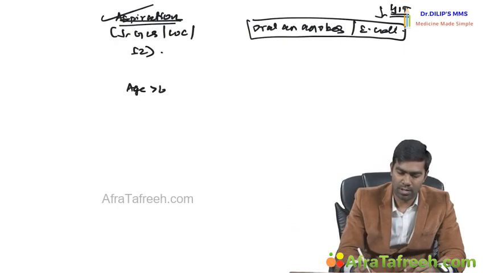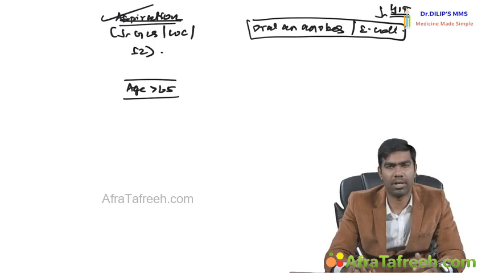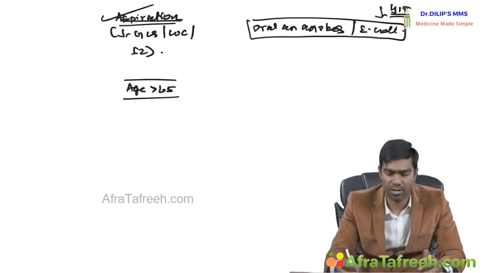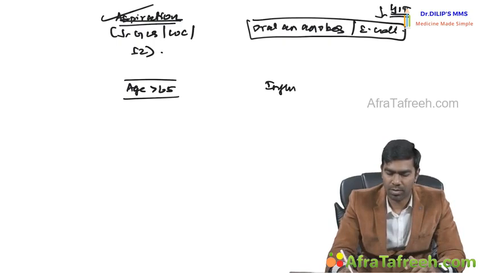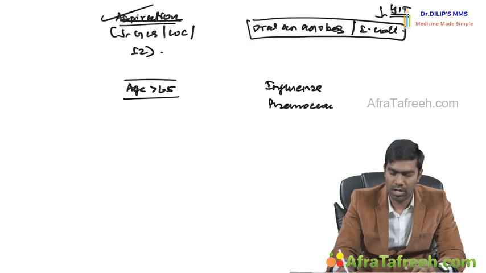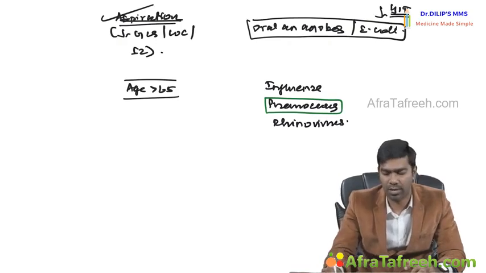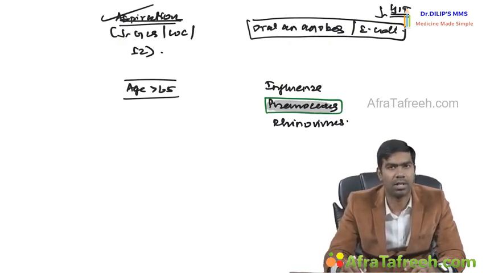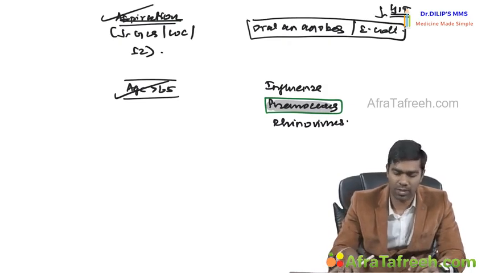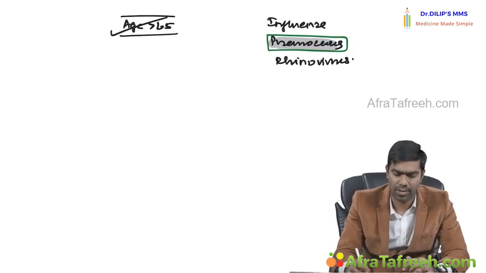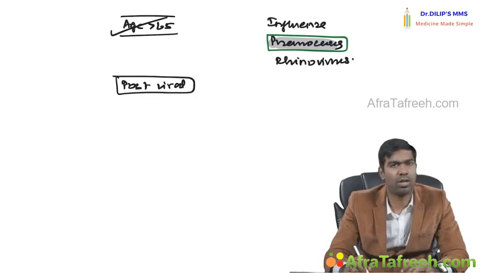Age more than 65. Notoriously, they are going to be predisposed to certain infections like influenza, pneumococcus, and pneumonia due to rhinovirus. That is due to low immunity. But remember, pneumococcus is very notorious in elderly patients, and that is the reason why almost all elderly patients, whose age is more than 60, are vaccinated with the pneumococcal vaccine, which we'll discuss later on again. Post-viral, especially after an influenza or any other viral illness, they predispose to secondary pneumonia.